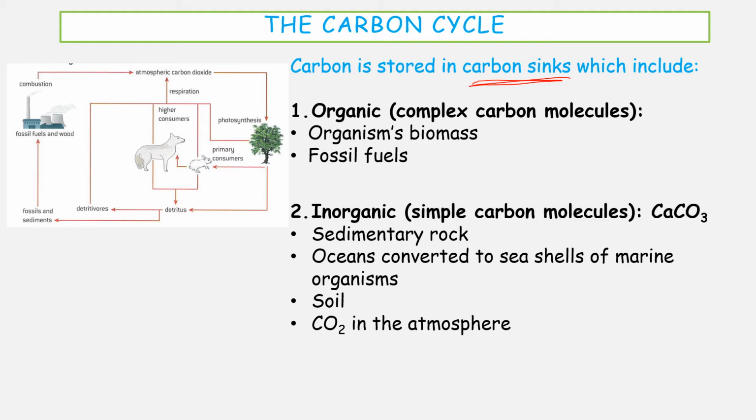Inorganic examples also exist, and carbon dioxide can be turned into calcium carbonate. This happens in the oceans, where carbon dioxide might be absorbed by the oceans itself, and seashells in marine organisms absorb that carbon dioxide, turn it into shells, and then as they die over thousands of years, they become sedimentary rocks. Soil also can hold some carbon dioxide, and obviously carbon dioxide is also found in the atmosphere.